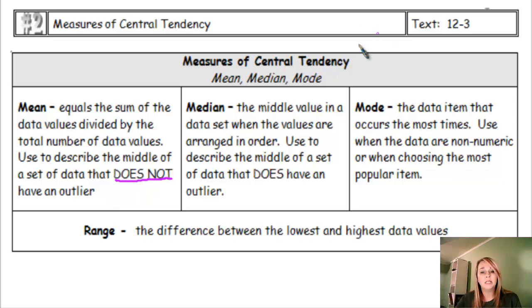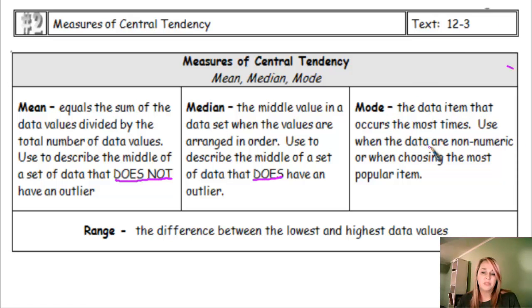The median is the middle value in a data set when the values are arranged in order. So basically, if we put them in a list, it's the guy smack dab in the middle. We use this to describe the middle of a set of data that does have an outlier. So if you had 2, 3, 5, and 20, you would use the guy in the middle as your measure of central tendency.